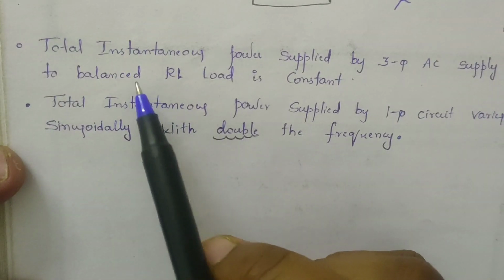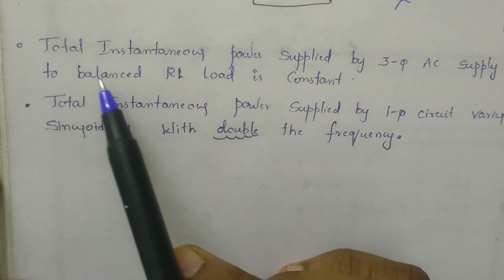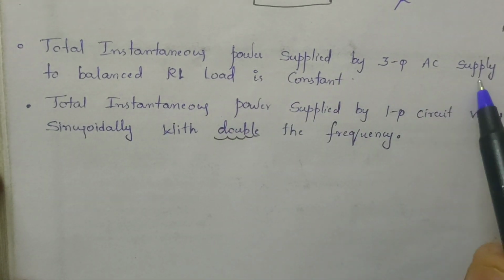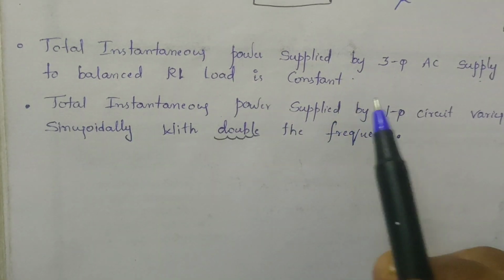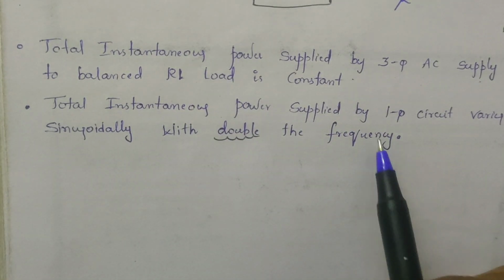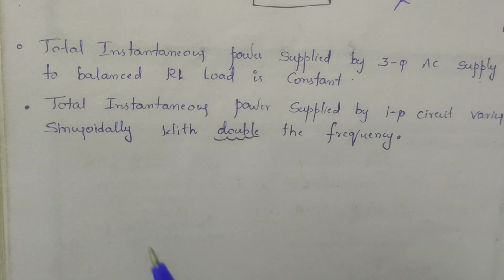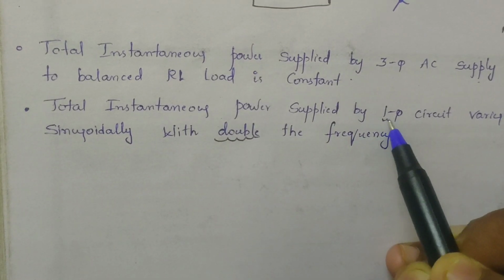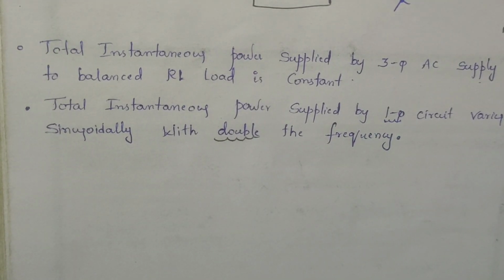These two are the important statements which are asked in many competitive exams. The total instantaneous power supplied by a three-phase AC supply source to a balanced RL load is constant. Total instantaneous power supplied by a single-phase AC supply varies sinusoidally with double the frequency. So single-phase supply varies and three-phase supply remains constant.